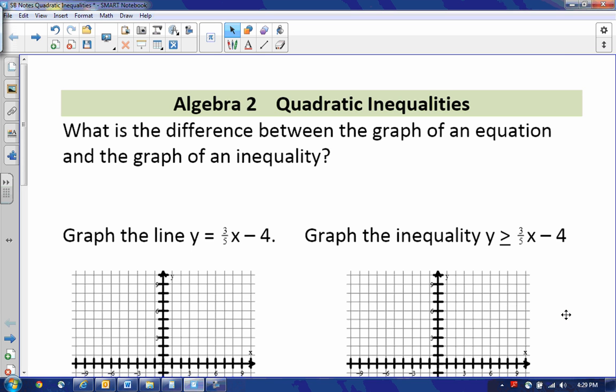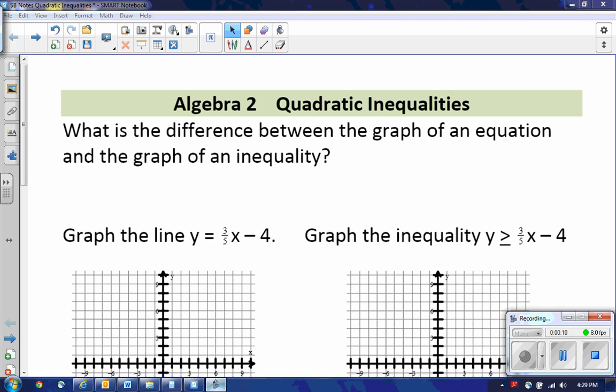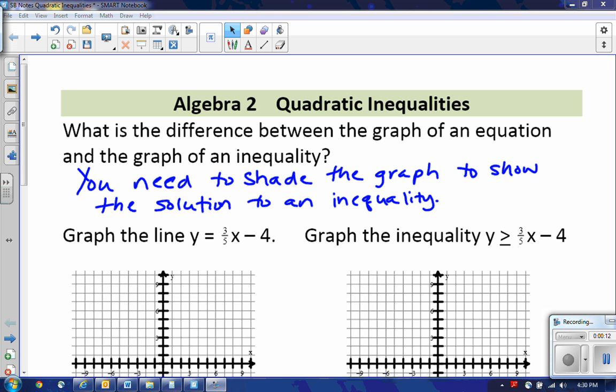What is the difference between the graph of an equation and the graph of an inequality? You need to shade the graph to show the solution to an inequality.